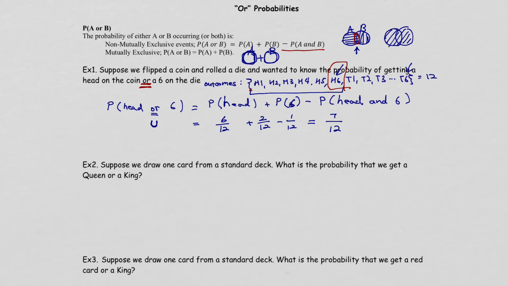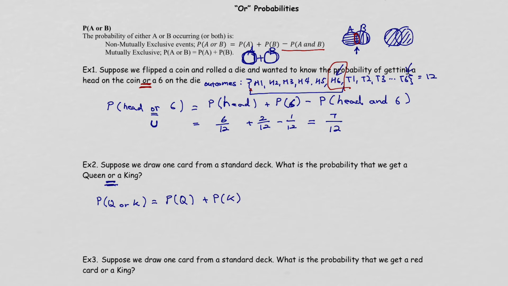Let's look at example 2. Suppose we draw one card out of a standard deck. What is the probability that we get a queen or a king? Again, this is an OR probability. So the probability of getting a queen or a king is going to be the probability of queen plus the probability of king.